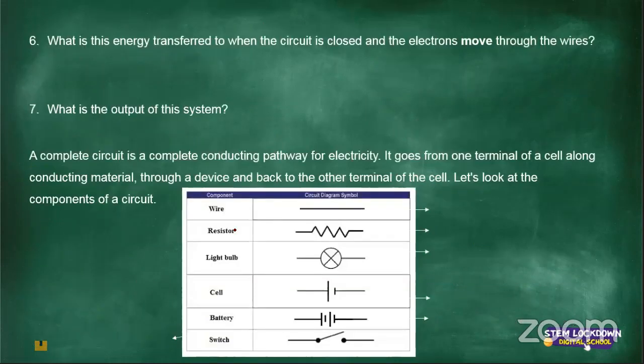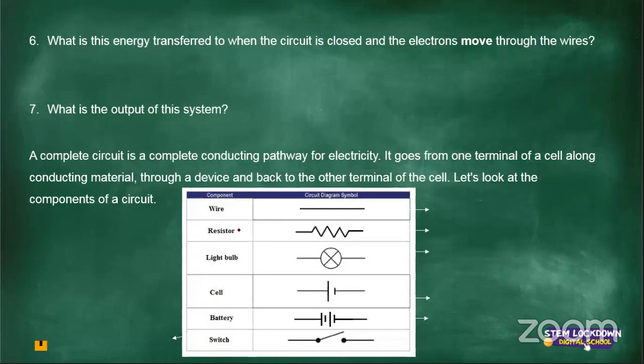Okay, so another question is, what is this energy transferred to when the circuit is closed and the electrons move through the wire? So what is this energy transfer called? Does anyone know? Nanshlanshla, do you want to try? I can hear you.